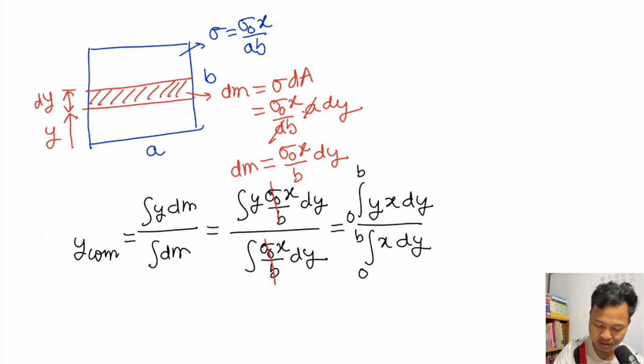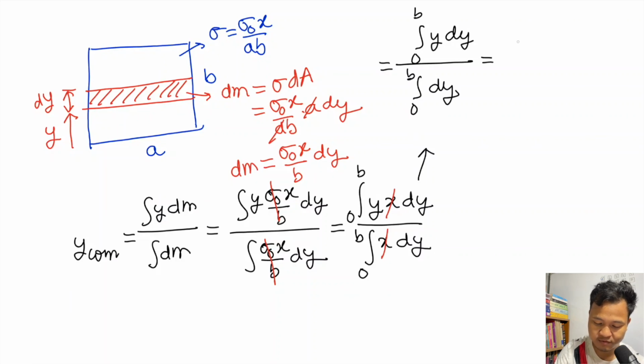Okay, the limits. Since x is a constant here, we are differentiating with respect to y, so with respect to y, x is a constant. So you take x outside. Okay, so you'll have x into, and x by x cancels. So finally you'll have from 0 to b y dy, divided by from 0 to b dy.